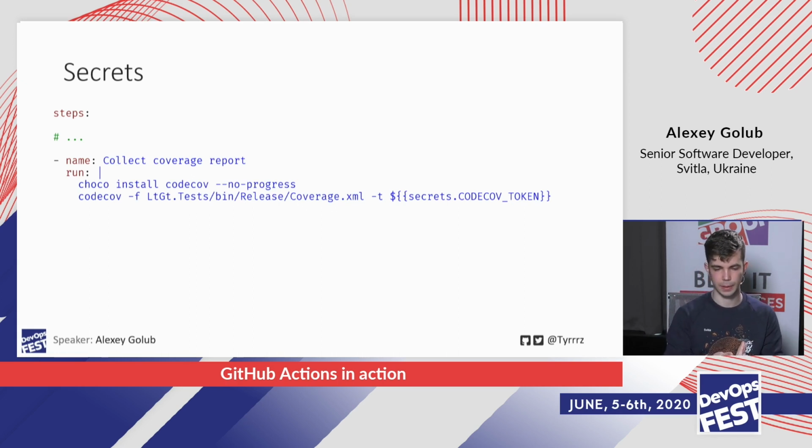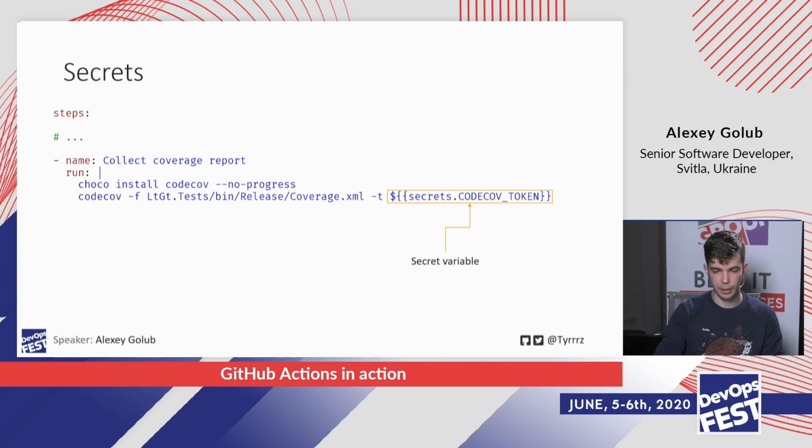And the way it works is whenever you need it inside of your workflows, so in this case, we have a step that collects a coverage report and puts it to their website using the CodeCov CLI. As you can see, I'm specifying a token here. I'm referencing, again using the expression syntax, the secrets, and then I specify a CodeCov token. This is just something I've created beforehand.